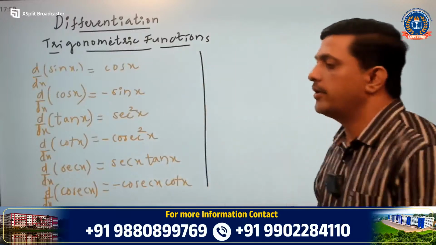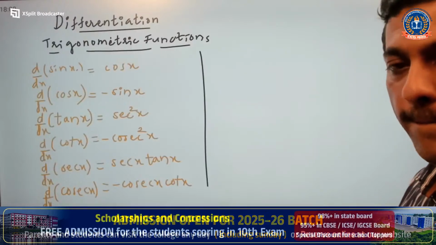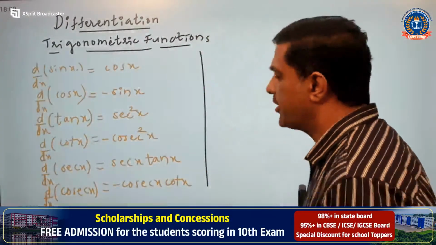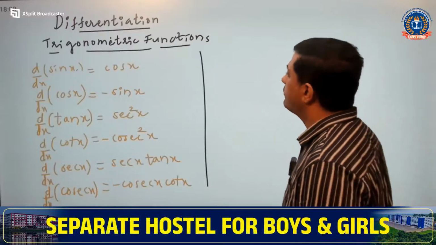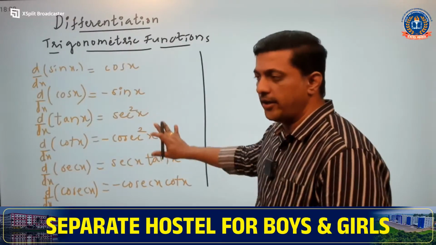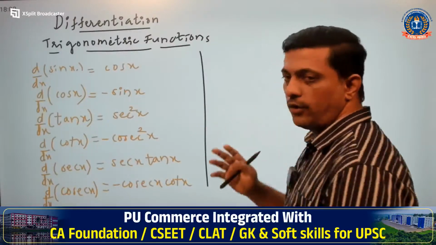You are seeing differentiation now. We have been doing differentiation for the last 16 years. Check. These are the values of trigonometric functions and their derivatives. Right. Now these derivatives will be used in solving problems.